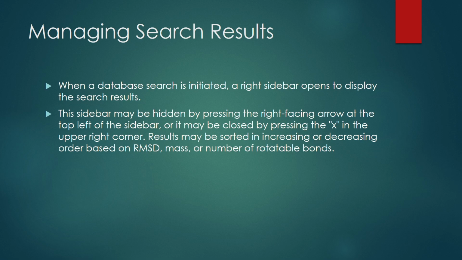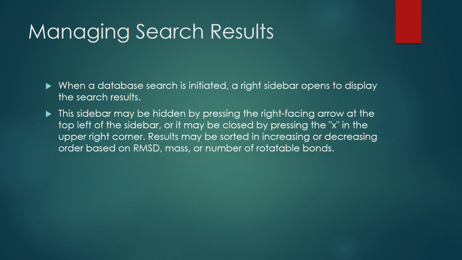The next step is about managing search results. When a database search is initiated, a right sidebar menu opens to display the search results. When we select the database and start our searching, the right sidebar menu opens and displays the result of the pharmacophore query. The sidebar may be hidden by pressing the right facing arrow at the top left of the sidebar, or it may be closed by pressing the X in the upper right corner.